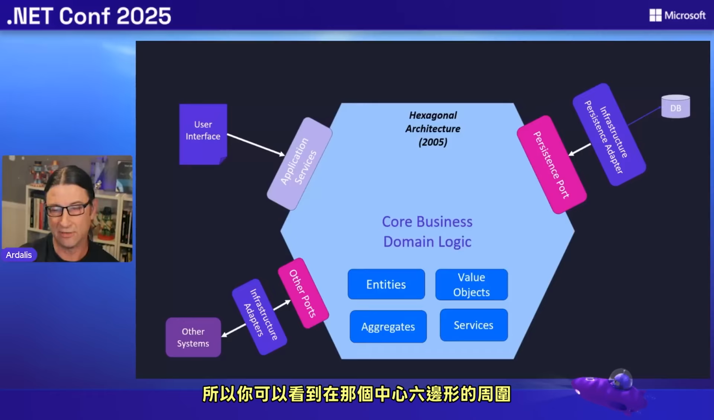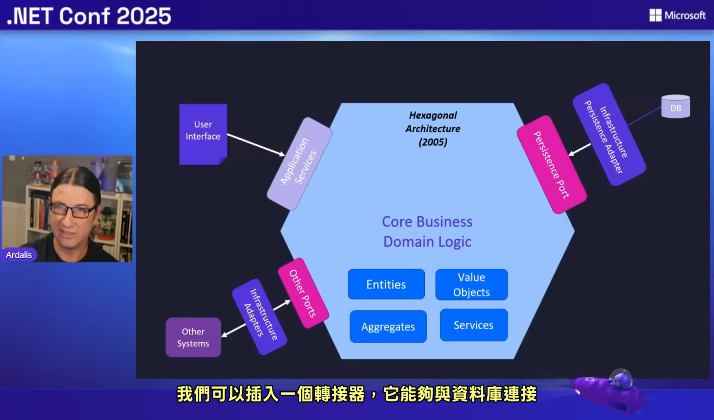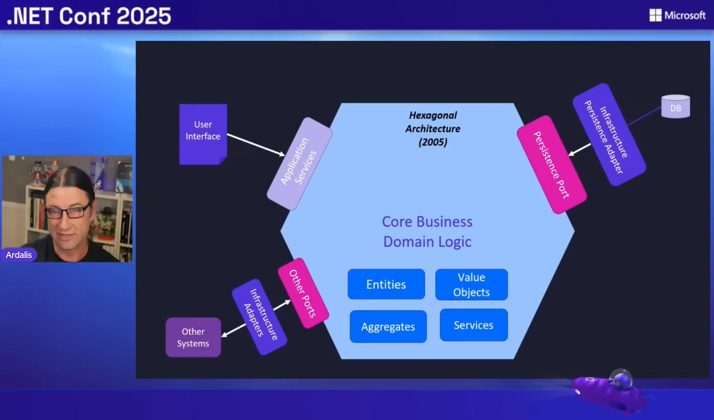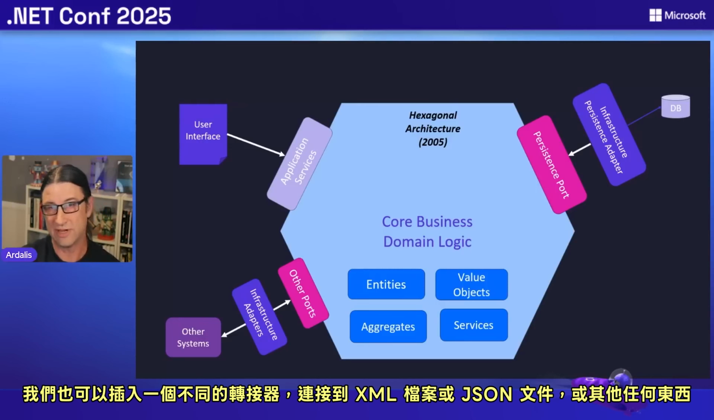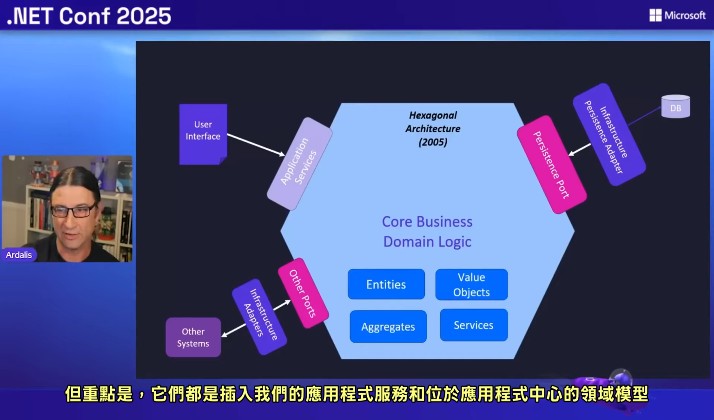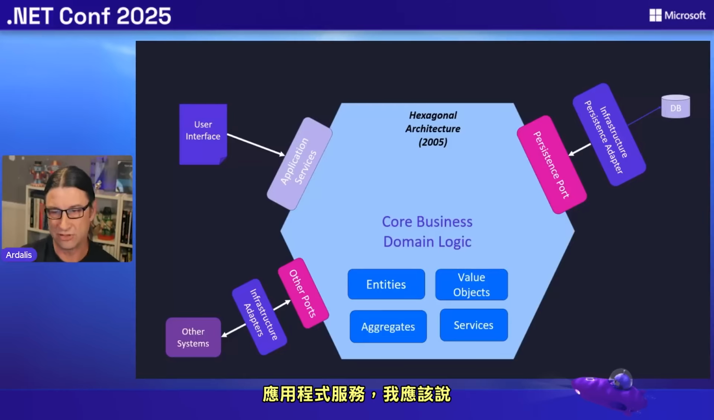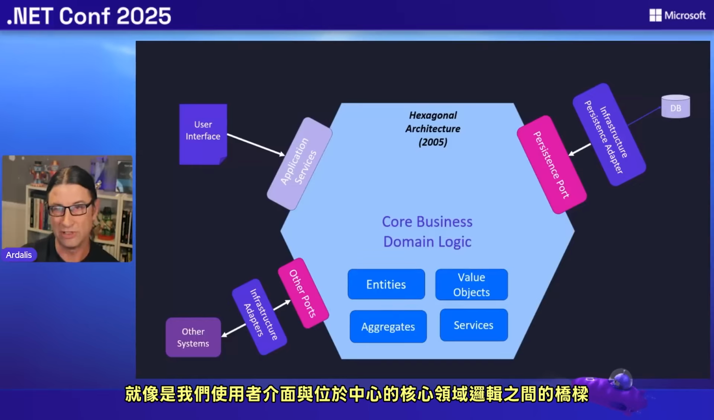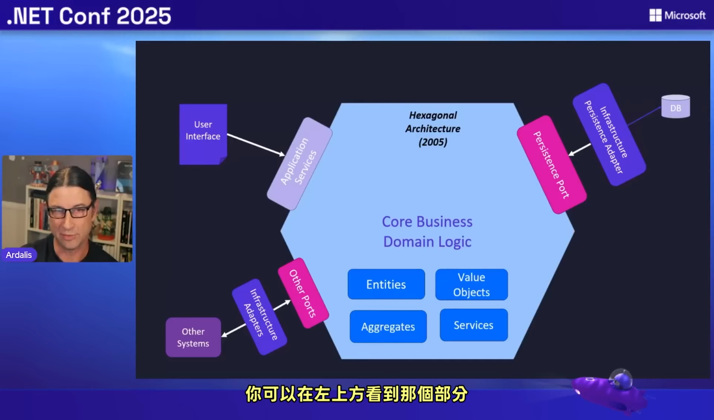So you can see around the outside of that center hexagon, we have a persistence port, and we can plug in an adapter that then is able to talk to a database. We could plug in a different adapter that talks to an XML file or JSON document or whatever. And there are other ports for other things that you could talk to. But the key point here is that they're all kind of plugging in to our application services and the domain model that we have at the center of the application. And I misspoke. The application services, I should say, are kind of acting as a bridge between our user interface and that core domain logic that's in the center. You can see that up in the upper left.